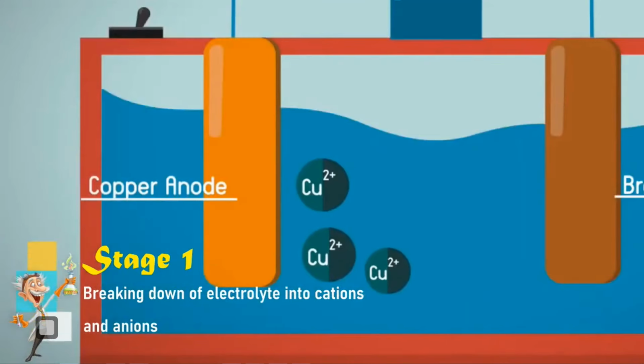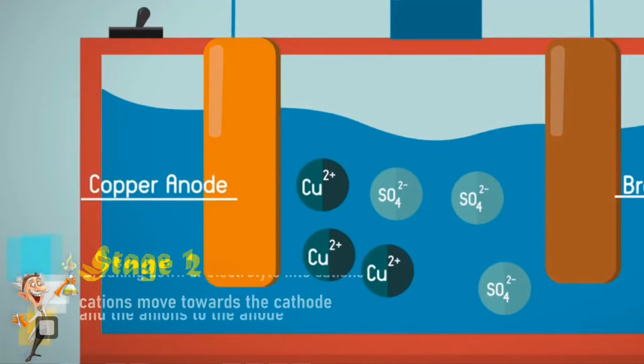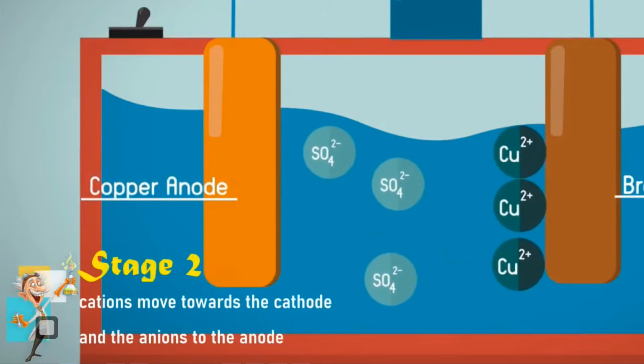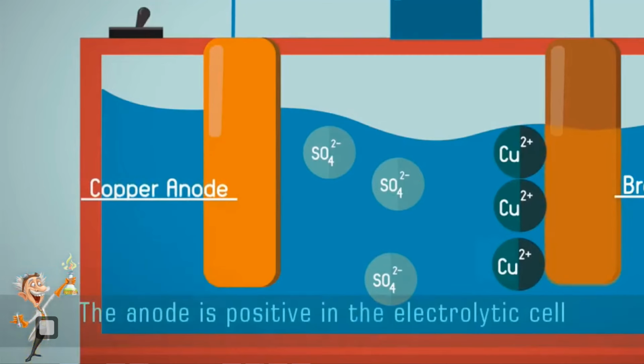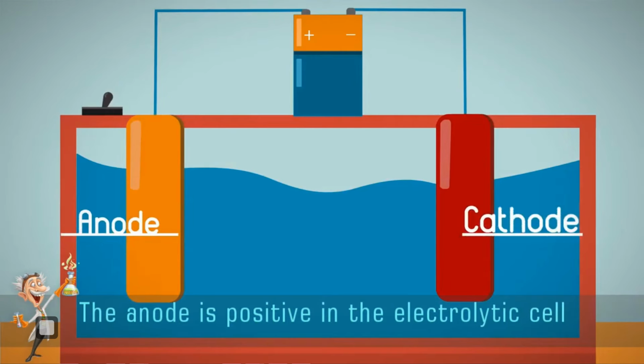1, the electrolyte into cations. So step 1, we break down into cations and anions. Number 2, move towards the cations to the cathode, the anions to the anode. The anode is positive in this. You see, every statement carries a meaning.